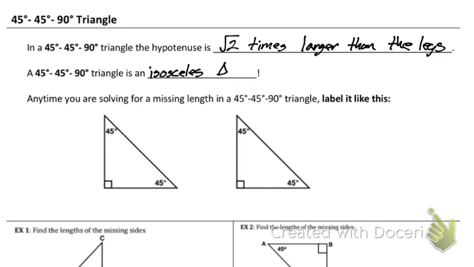Anytime we're solving a 45-45-90 triangle, we're going to label it like this. First, let's note some things. Our hypotenuse is always the one across from the 90 degrees. Our legs are always going to be the same size because it's isosceles. Probably should just put leg, not legs.